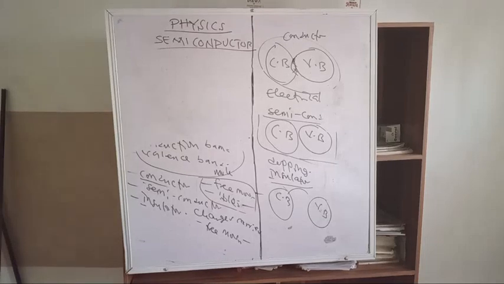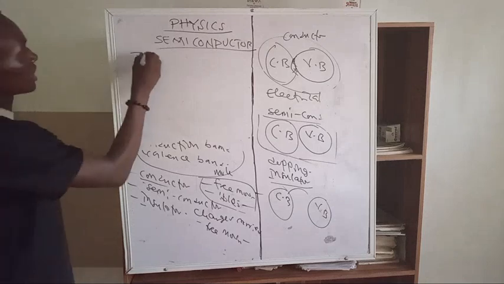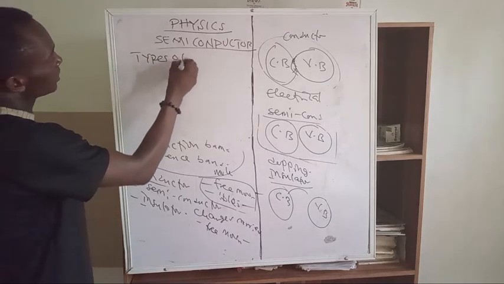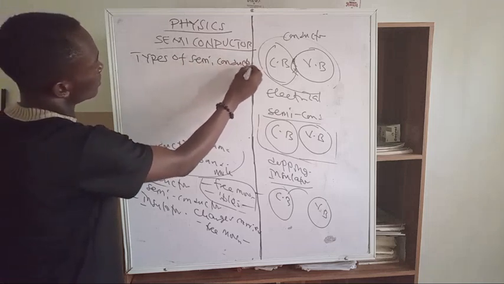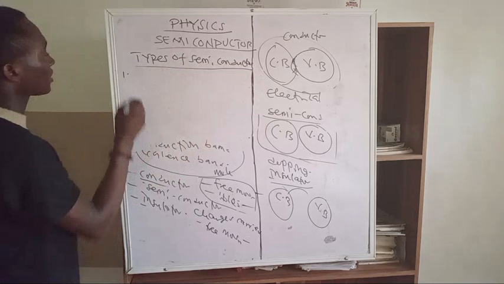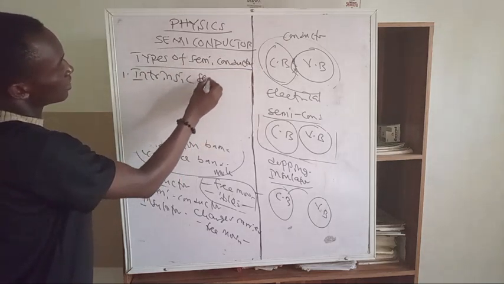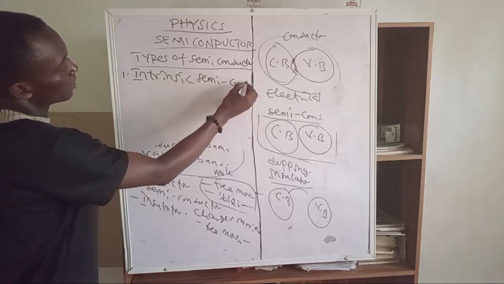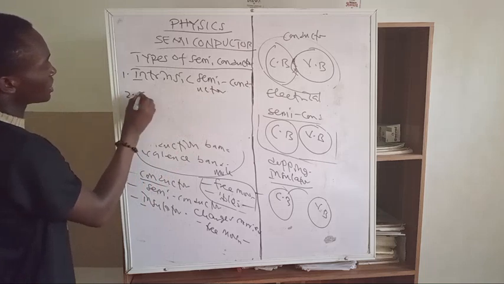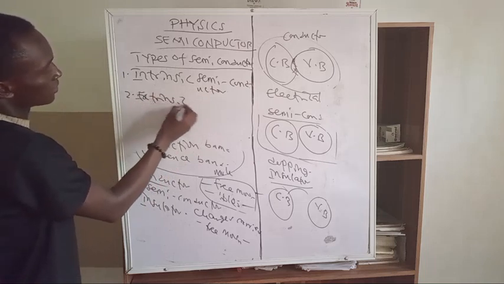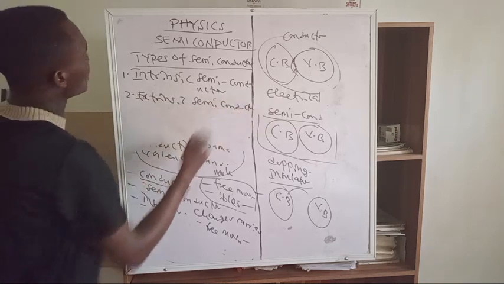All right, so we said in the previous video that there are two types of semiconductor. The first one we talked about is intrinsic semiconductor, and number two we talked about extrinsic semiconductor. So what are the differences between these two types of semiconductors?